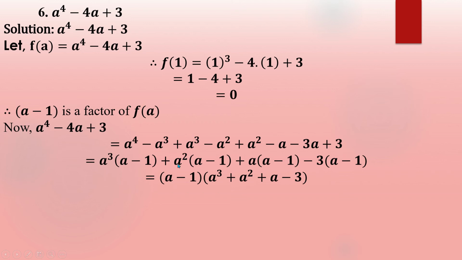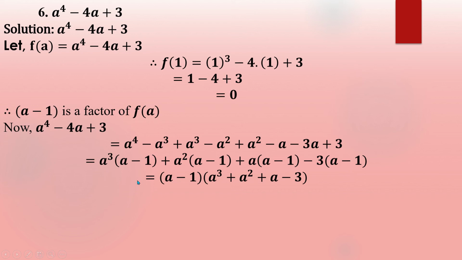For matching plus a cube, we have to take here a square. As a result, here a minus 1, that means a cube minus a square. Again minus a square is absent here, so we have to take here plus a square plus a, and we'll match with this, so we have to take here a into a means a square. Plus a minus 1 means minus a, but here is minus 4a, so we have to take here minus 3a. So for matching minus 3a, we have to take here minus 3. Minus 3 into a means minus 3a, minus minus plus 3 into 1 means 3.